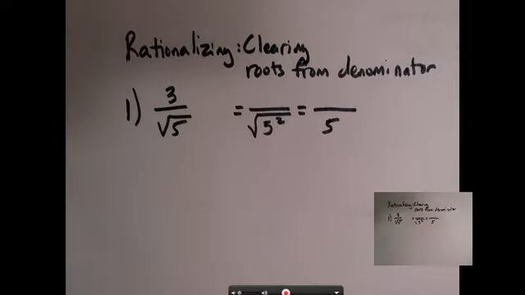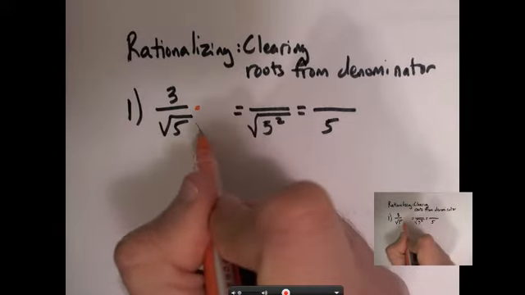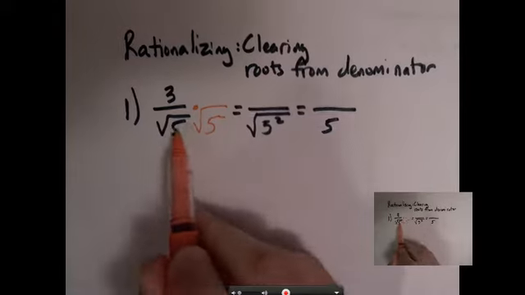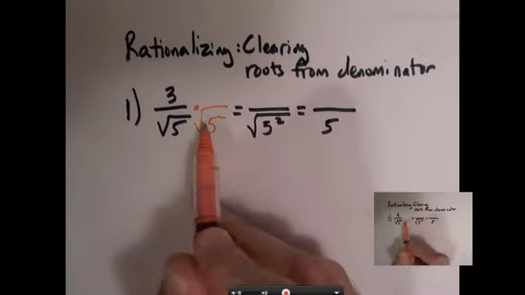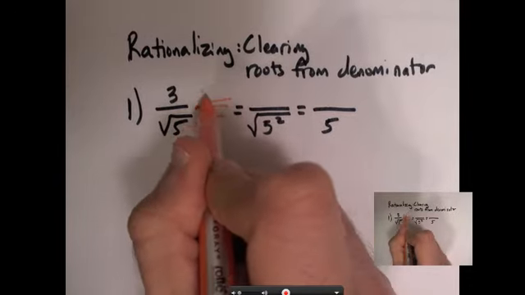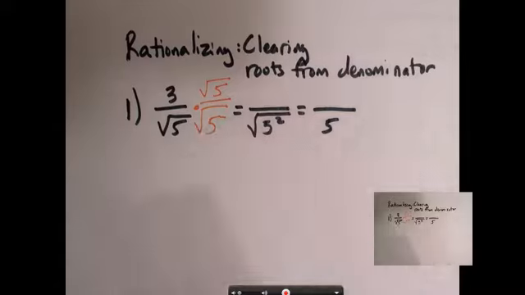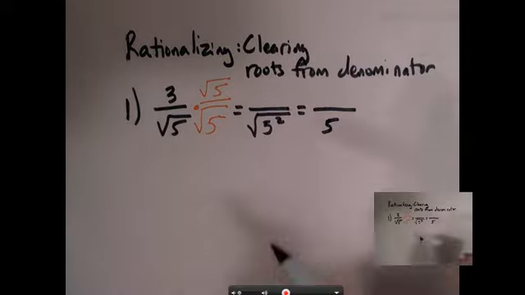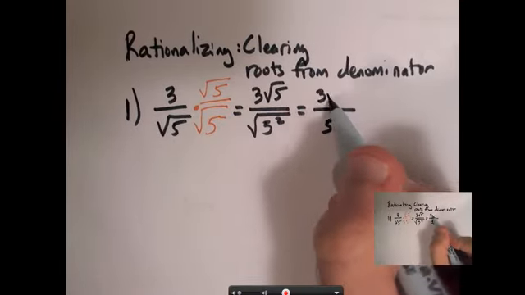Well, what can we do to accomplish that? We can multiply this denominator by the square root of 5. Because if I do that, then I'll have square root of 5 and the square root of 5, which is square root of 5 squared, which is 5. Of course, you cannot just do that in the denominator. We have to multiply in the numerator as well. That's an equivalent form of 1. So we're going to get 3 root 5 over 5.